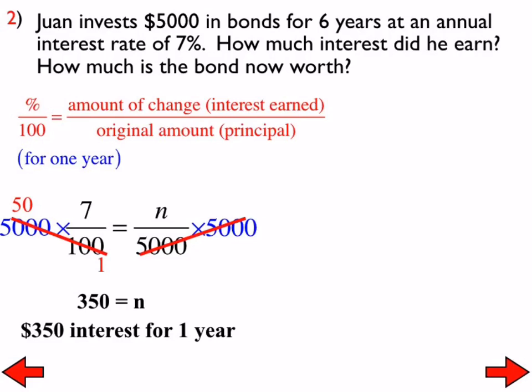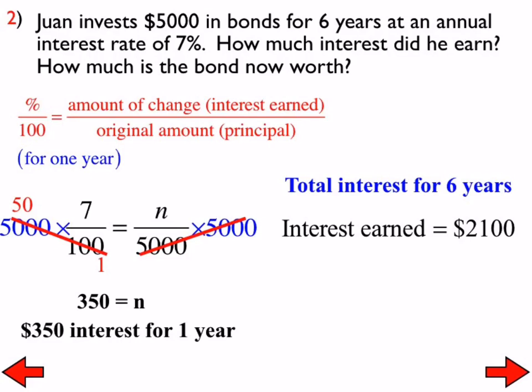But he invested it for 6 years, not 1 year. So we would need to multiply 350 times the 6 years. And that's $2,100 worth of interest that he earned for the 6 years if he originally invested $5,000 at 7% interest.